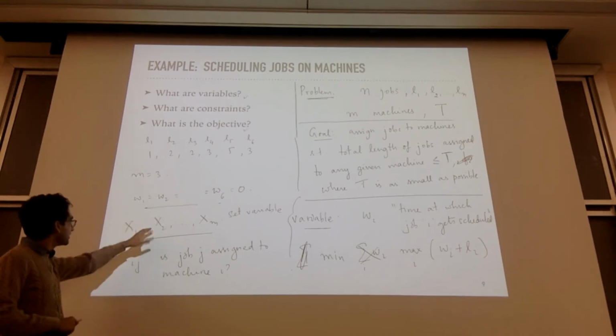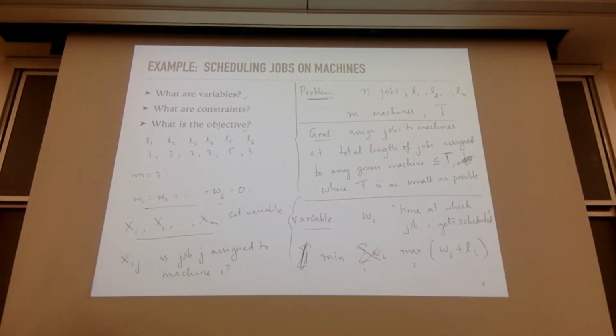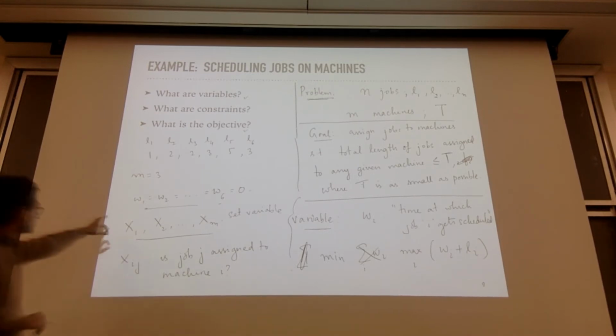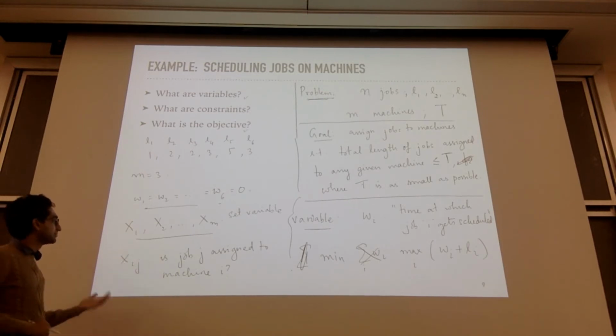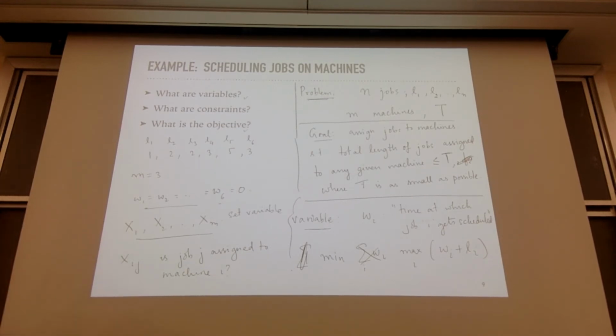Because clearly, having set variables seems unlikely that you'll be able to optimize those directly. So instead of having a set variable, just think of expanding each of these x into a bunch of n variables that basically says, is this job on this machine? So this is more reasonable. You agree? Because these are just Booleans. But of course, even here you need some constraints. So this is one way to assign variables.